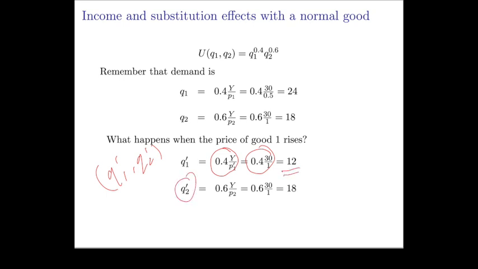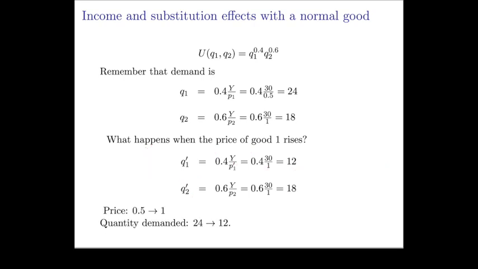The quantity of good 2 that you're going to demand is 0.6 times y divided by p2, because the price of good 2 didn't change. So 0.6 times 30 divided by 1, which is, again, 18. So you're going to demand the bundle 12, 18 after the price increase. So when the price of good 1 went from a half to 1, the quantity demanded went from 24 to 12. Of course, that confirms the law of demand, and we see a decrease of 12 units.